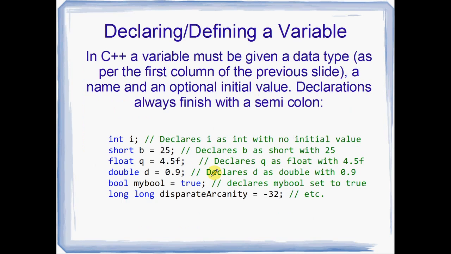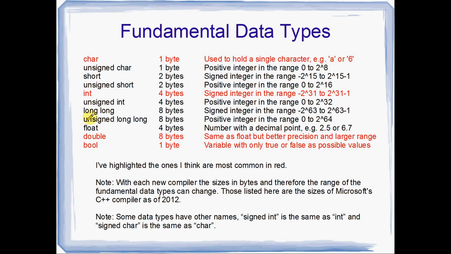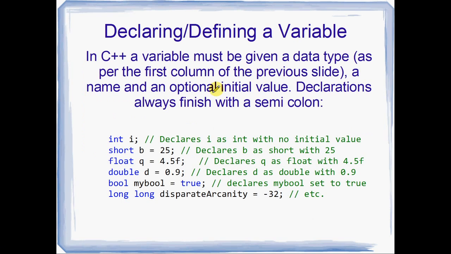Anyway, let's move on. So declaring and defining a variable. In C++, a variable must be given a data type, as per the first column of the previous slides. Let's just go back. This column just here. So these are the data types. A name must also be given, and an initial value if you want. Declarations always finish with a semicolon. Yeah, the semicolon is just rampant in all of C++, so yeah, these are statements, they have to finish with a semicolon. And here's some examples.